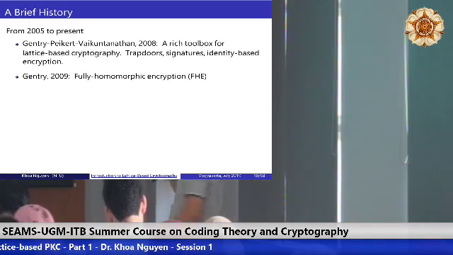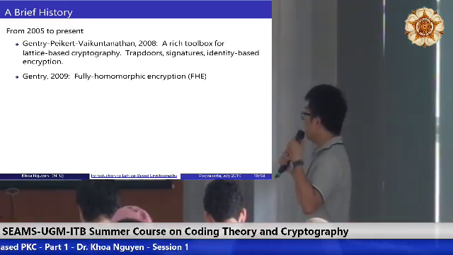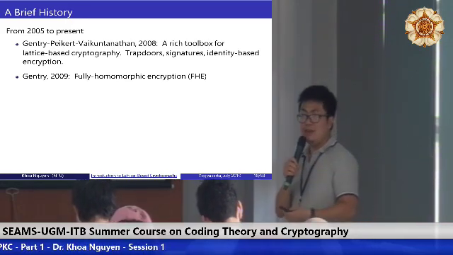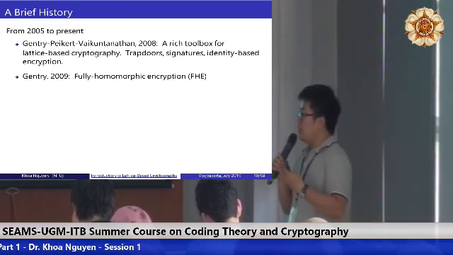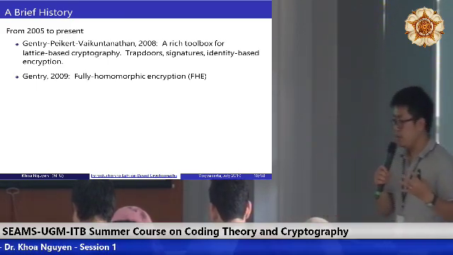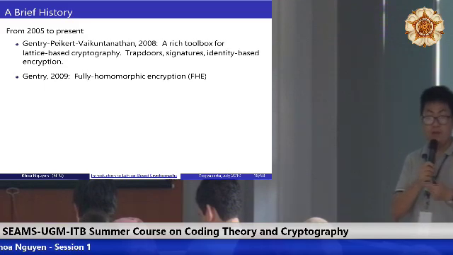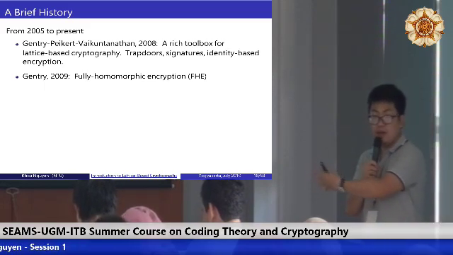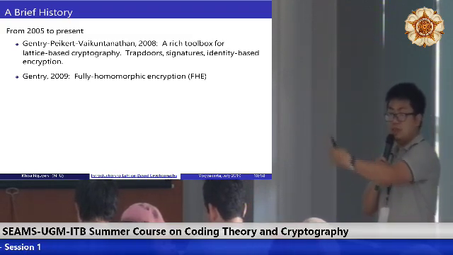And the work by Gentry in 2009 showed that based on some form of lattice problem, we can design what we call fully homomorphic encryption, or FHE, which is a very long-standing problem in the whole of cryptography. Fully homomorphic encryption means that it allows us to compute on the ciphertext. For example, you encrypt your plaintext, and you want to evaluate a function on your plaintext. One way to do that is you decrypt everything, you evaluate the function, and then you encrypt the result. But fully homomorphic encryption allows us to perform all of the computation on the ciphertext.